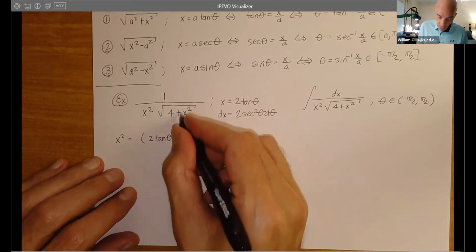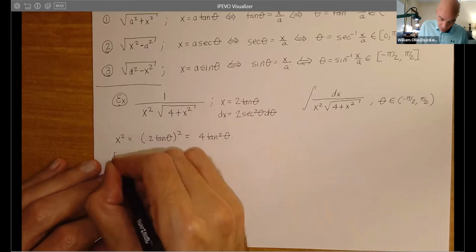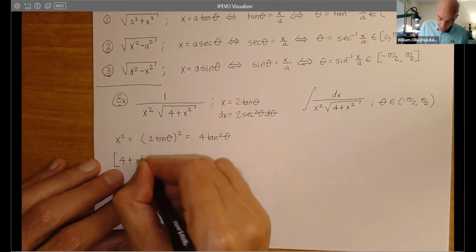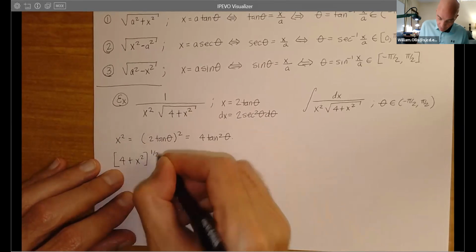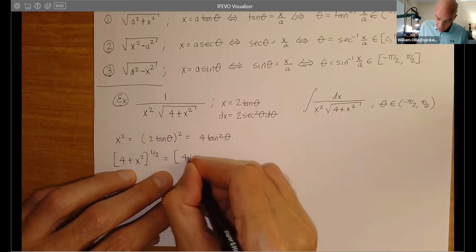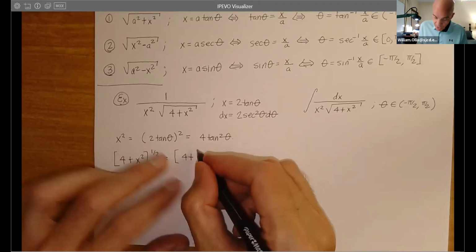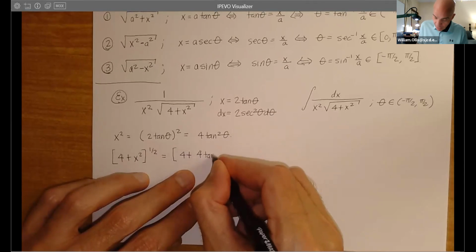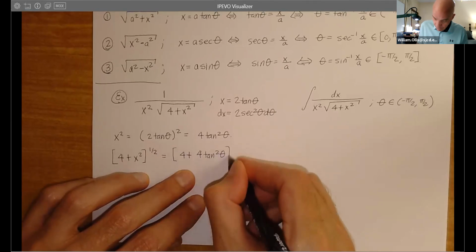And now let's look at the radical. So we'll just do the 1/2. So 4 plus x squared to the 1/2 will just be 4 plus, well, now we know what x squared is. Let's just go ahead and fit it in. That's 4 tangent squared theta to the 1/2.